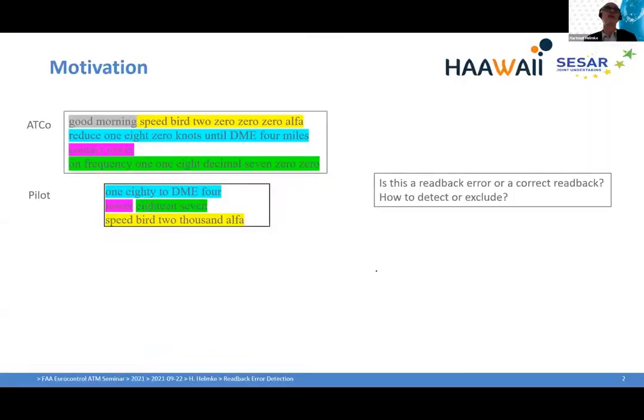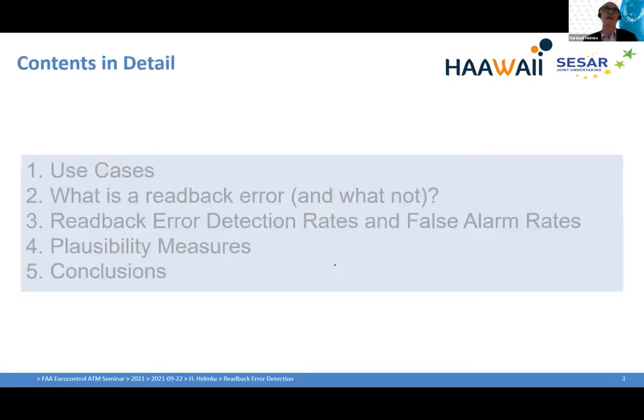I do not mention all my 13 co-authors and also not all our partners. What I want to talk about today is really readback error detection. You see here an utterance of a controller, and the reply of the pilot. You immediately have to decide: is it a correct readback or is it not a correct readback? I want to give some hints on how a computer can do that.